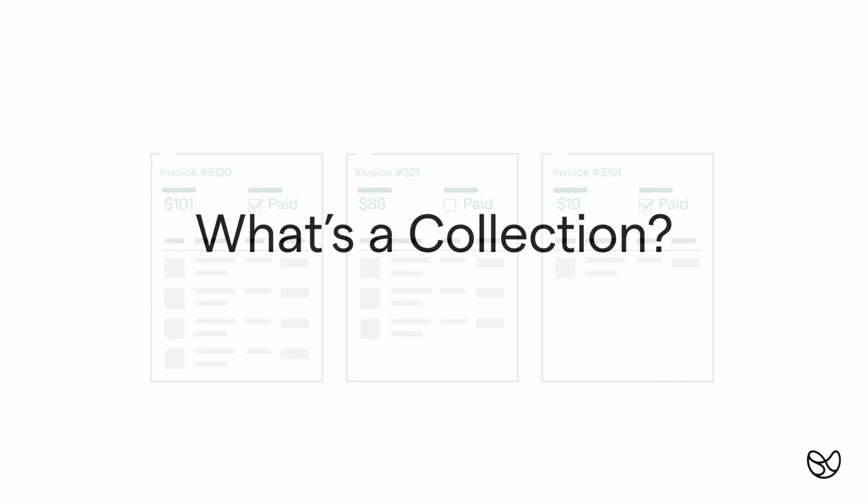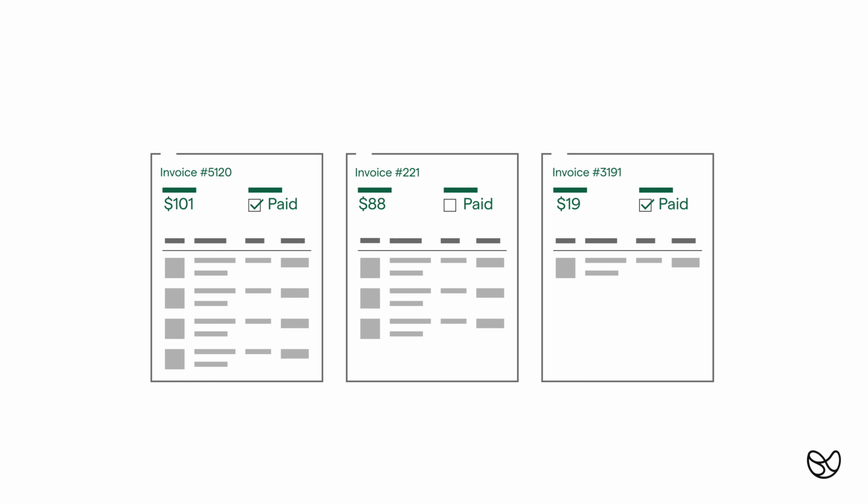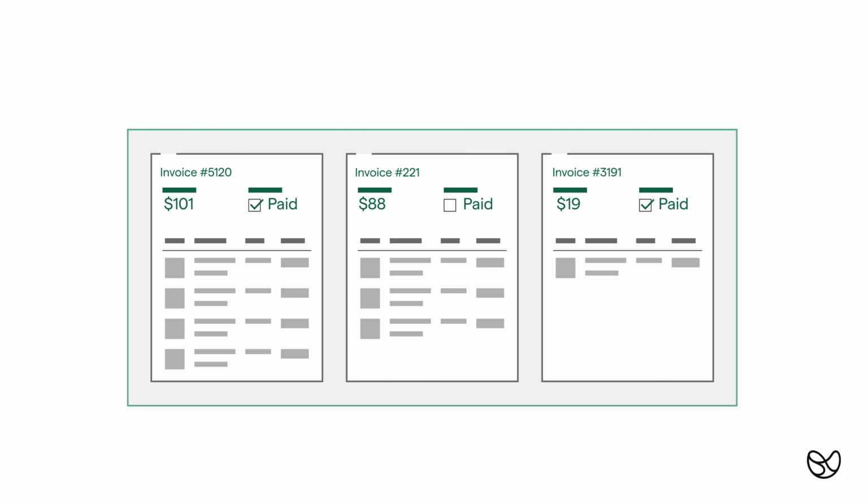Let's say you had a group of files that you need to extract data from. The first thing you'll want to do is upload them into a collection. A collection is like a folder that holds a group of similar files together. It becomes customized to accurately pull out the data you need from those files.